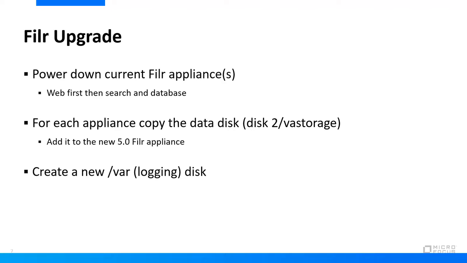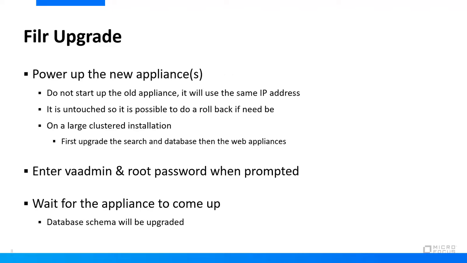Then the actual Filr upgrade, power down your existing Filr appliances. When you power those down, take down your web appliances first and then your search and database appliances. And then for each appliance, copy the data disk. That's the second disk that you've got, the VA storage disk, and then add it to the new Filr 5 appliance. Add a new VAR disk to that appliance as well. And then you just need to power up that appliance. Make sure you don't power up the old appliance because this new one will be coming up on the same IP address, so you don't want to get a conflict of addresses there.